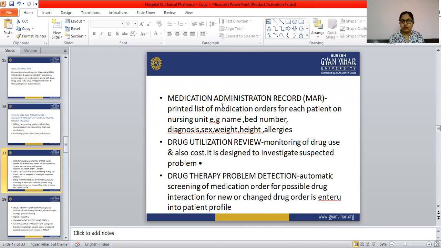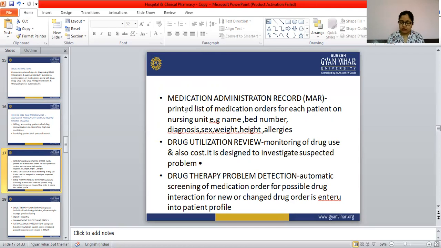Medication administration record. MAR means the medication administration record, a printed list of the medication orders for each patient on the nursing unit. This is only done with the help of the computer. They can print the list of all the medication orders for each patient on the nursing unit. The list contains name, bed number, diagnosis, sex, weight, height, and whether there is any allergy or not. For maintaining the medication administration record, we are using computers.